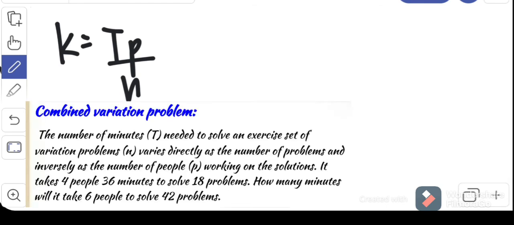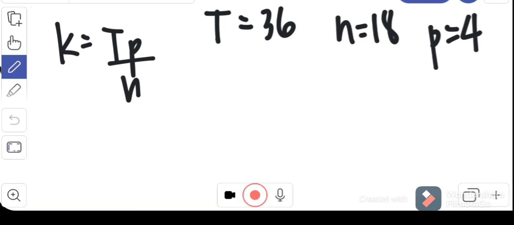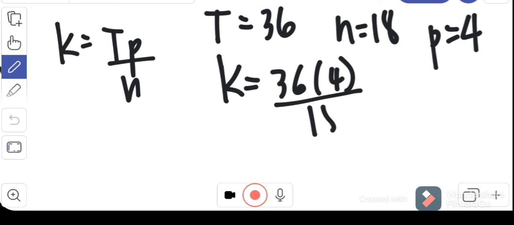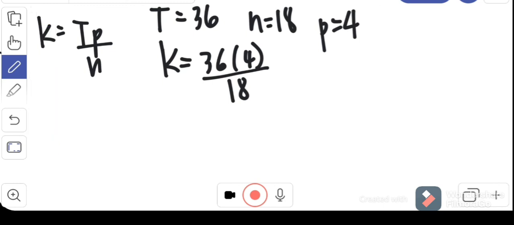And then we will substitute each given variable and its value. So T is given as 36. We have N is equal to 18 and P is equal to 4. Now let us solve for the value of K by substituting each value to our equation. K is equal to 36 times 4 over 18. Then we simplify. I'll use cancellation. 18 and 36. This is 1 and 2. K now is 2 times 4 is equal to 8.